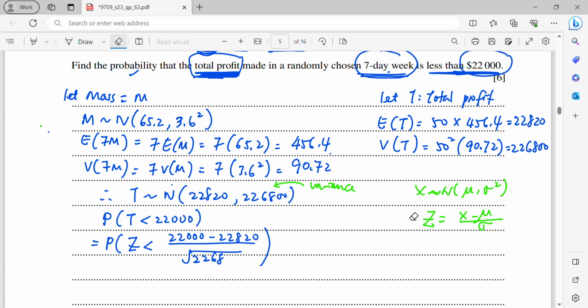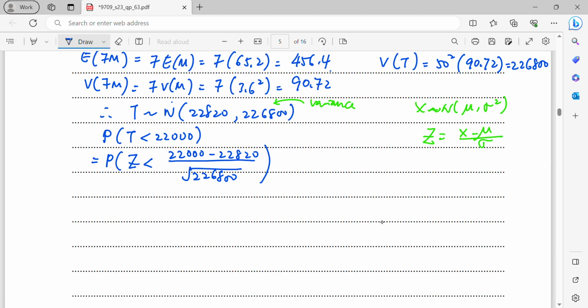Okay, so now when you calculate this value, it will be a negative value. So it will be Z less than negative 1.722. Once you have found this Z value, quickly sketch the normal graph. The middle value is 0 because it's symmetrical at 0, and negative 1.722 is on the left hand side of the 0. Now the region here is less than, that means it's towards the left hand side.